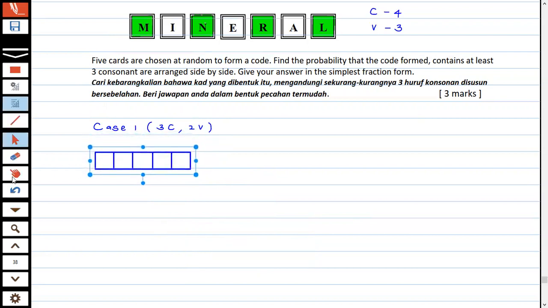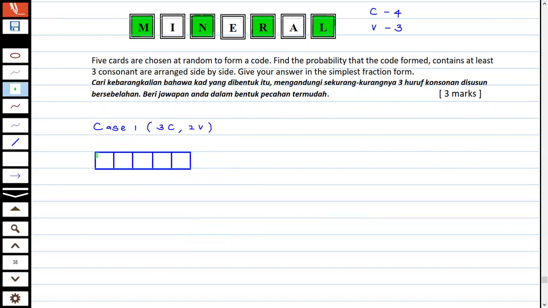Okay, so where I'm going to place my 3 consonants here. All the consonants must be side by side. That's why all the 3 are side by side, right? Can you see the green is side by side? Okay, we have how many consonants, guys?